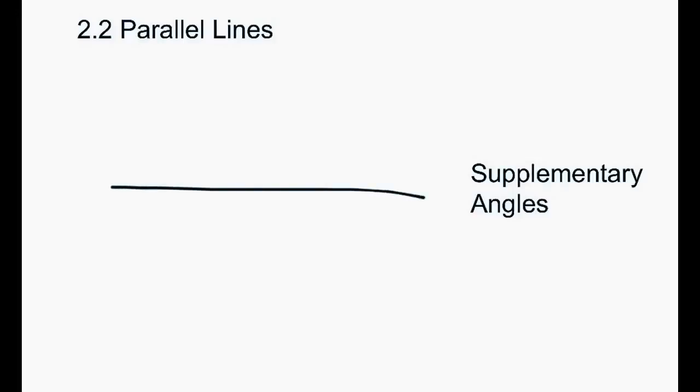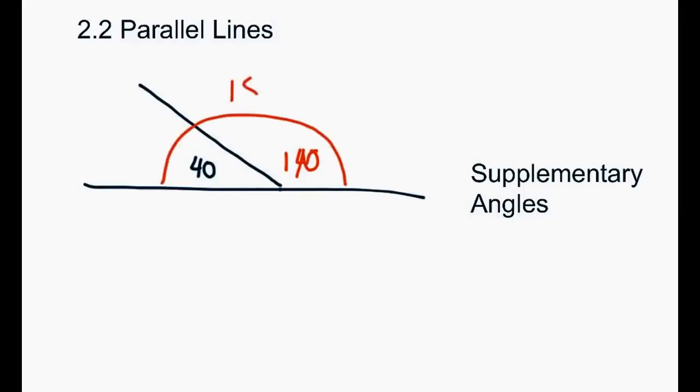So a supplementary angle is if we have a straight line, and then we cut that line into two different angles. So the question is, how do those two angles compare? If I gave you this angle here to be 40 degrees, we know that the other angle has to be 140, because if they're supplementary angles, they make a straight line. We know that a straight line has to add up to 180 degrees. So supplementary angles are always the two angles side by side on a straight line, and they're always going to add up to 180.